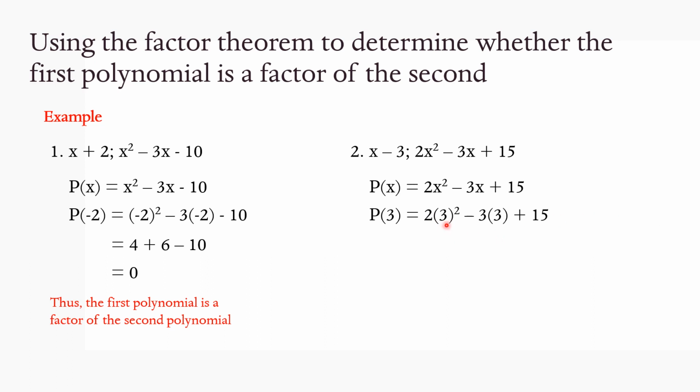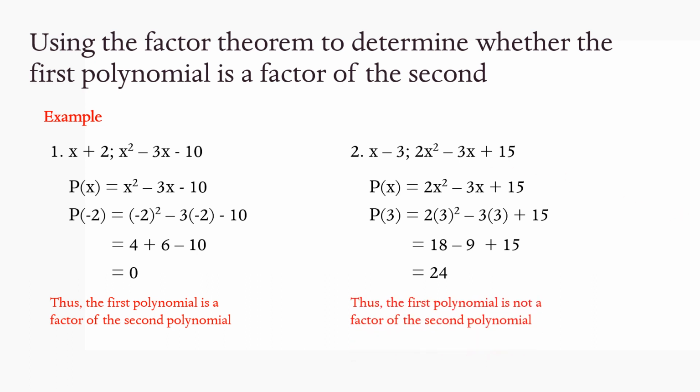Then here we do have 3 squared. 3 squared is 9 times 2, that is equal to 18. And negative 3 times 3 is negative 9, then copy the 15. So plus 15. 18 minus 9 is 9, plus 15 is equal to 24. As you can see here, our remainder is not 0. As I've said, if the remainder is not 0, then this given first polynomial is not a factor of 2x squared minus 3x plus 15.